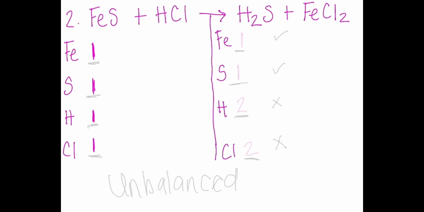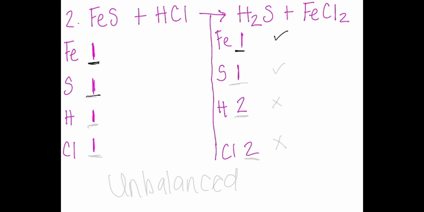When I go over to Fe, I see that I have one Fe present. For S, I have one S present. For H, I have two hydrogens present. And for Cl, I have two Cls present. Now, when I go through my list to just check to see if they match, I have one Fe on both sides. They're matched. They're good.